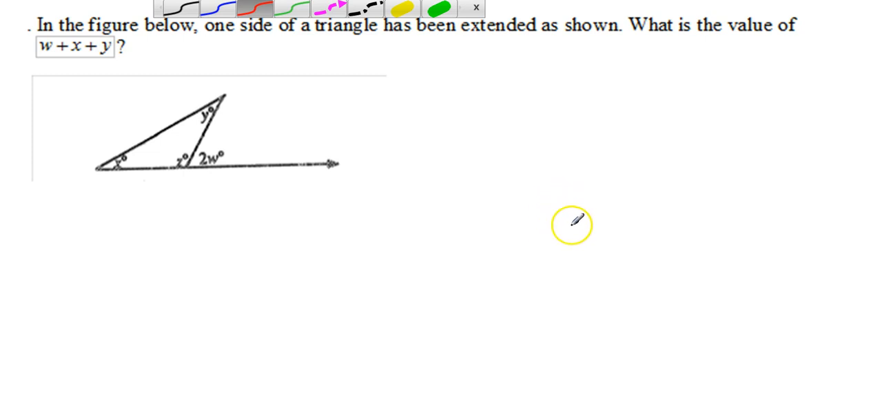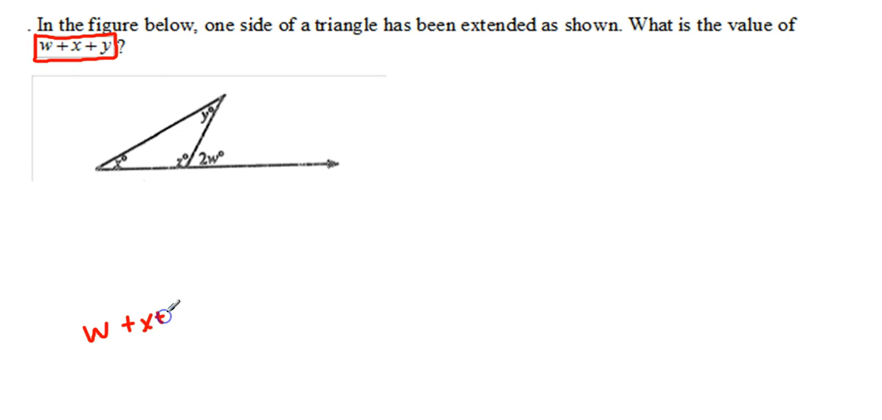In the figure below, one side of a triangle has been extended as shown. What is the value of w plus x plus y? So what we need to do is come up with an expression that looks like this, and essentially an equation. Ultimately, we need to come up with w plus x plus y equals something. So let's identify some of the relationships that we see in here.